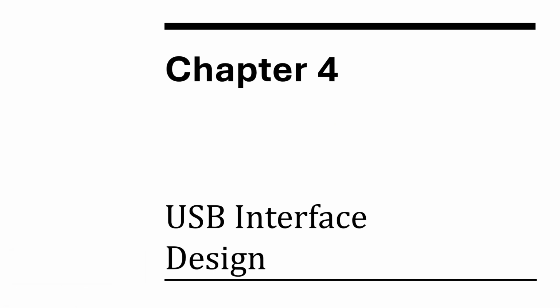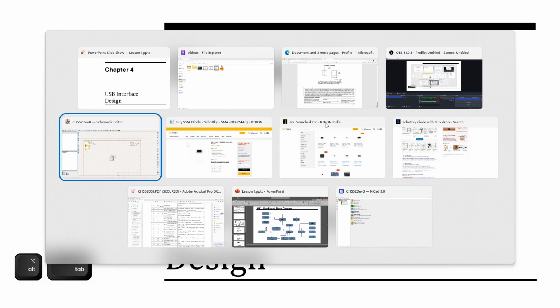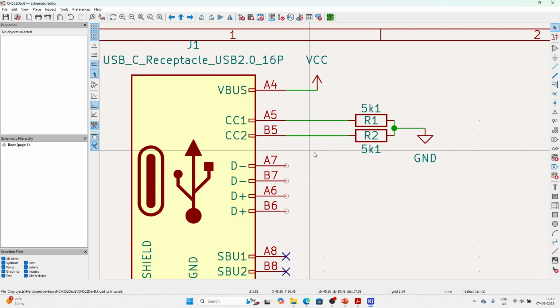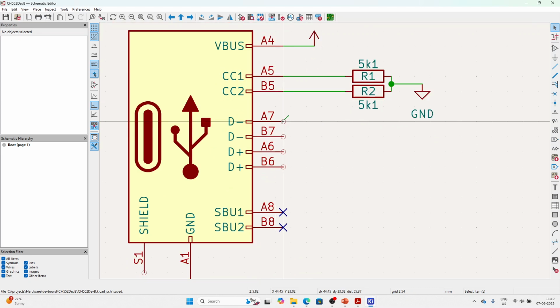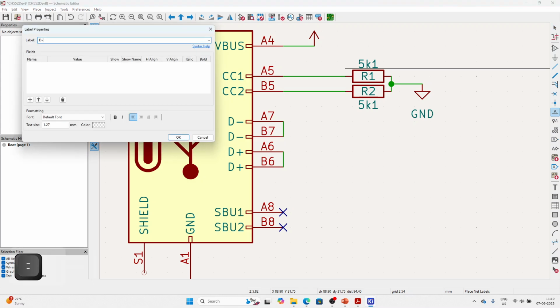Welcome to chapter 4. This is on USB design interface for the microcontroller. So here we'll be looking at how to design the USB programming interface. We have these two pins A7 and B7 and A6 and B6, which are there for D minus and D plus. Let's label them first. So let me label this D minus itself.